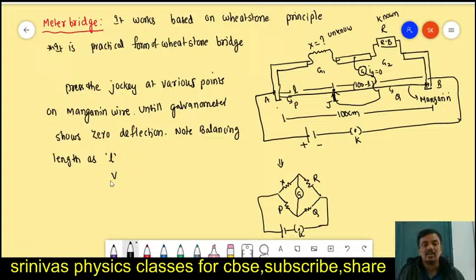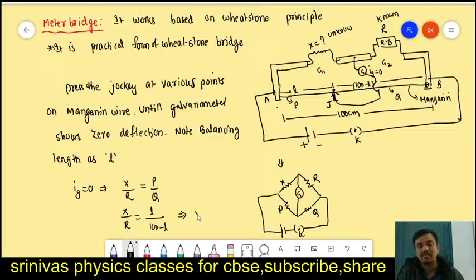Then, we know that when the current through the galvanometer is 0, we write P by Q equal to R by S. That is, X by R equal to P by Q. But P is proportional to length, and Q is proportional to its length. Jockey left side wire length is L, its resistance is P. Resistance is proportional to length. That's why, instead of P by Q, we write their lengths: X by R, where P's length is L and Q's length is 100 minus L.